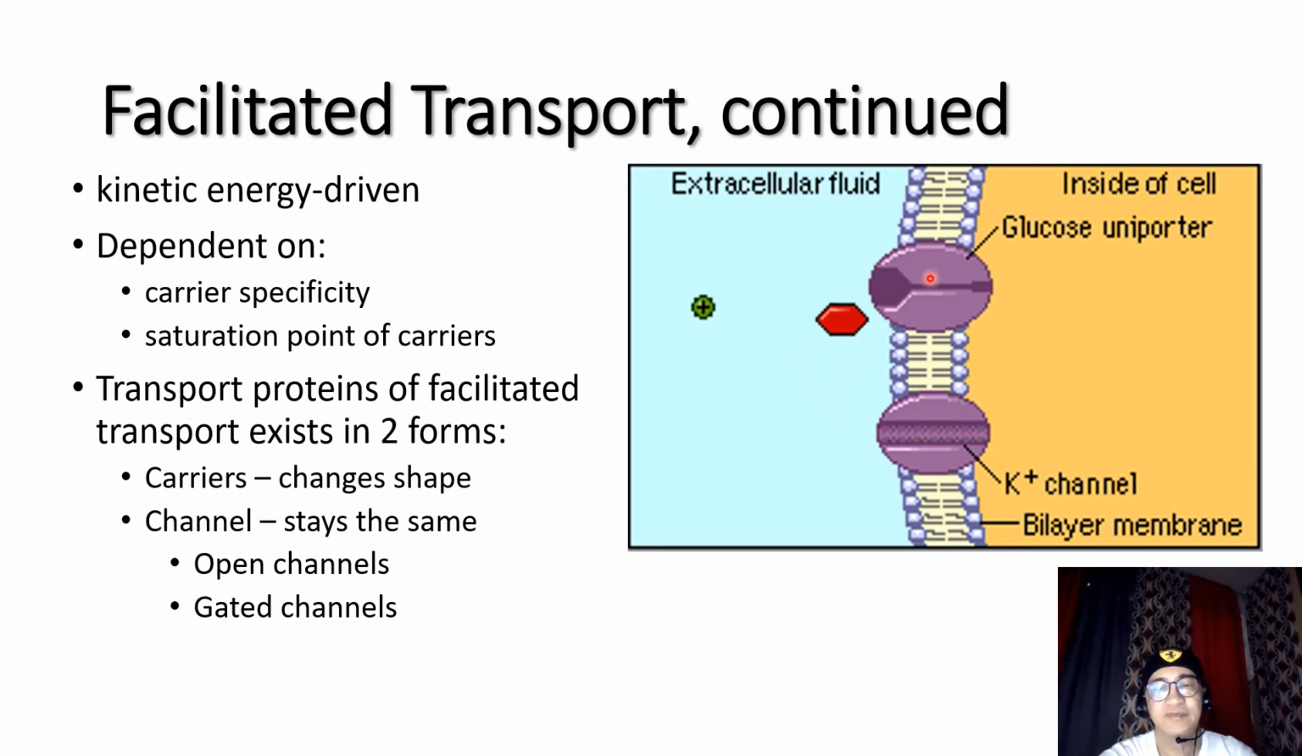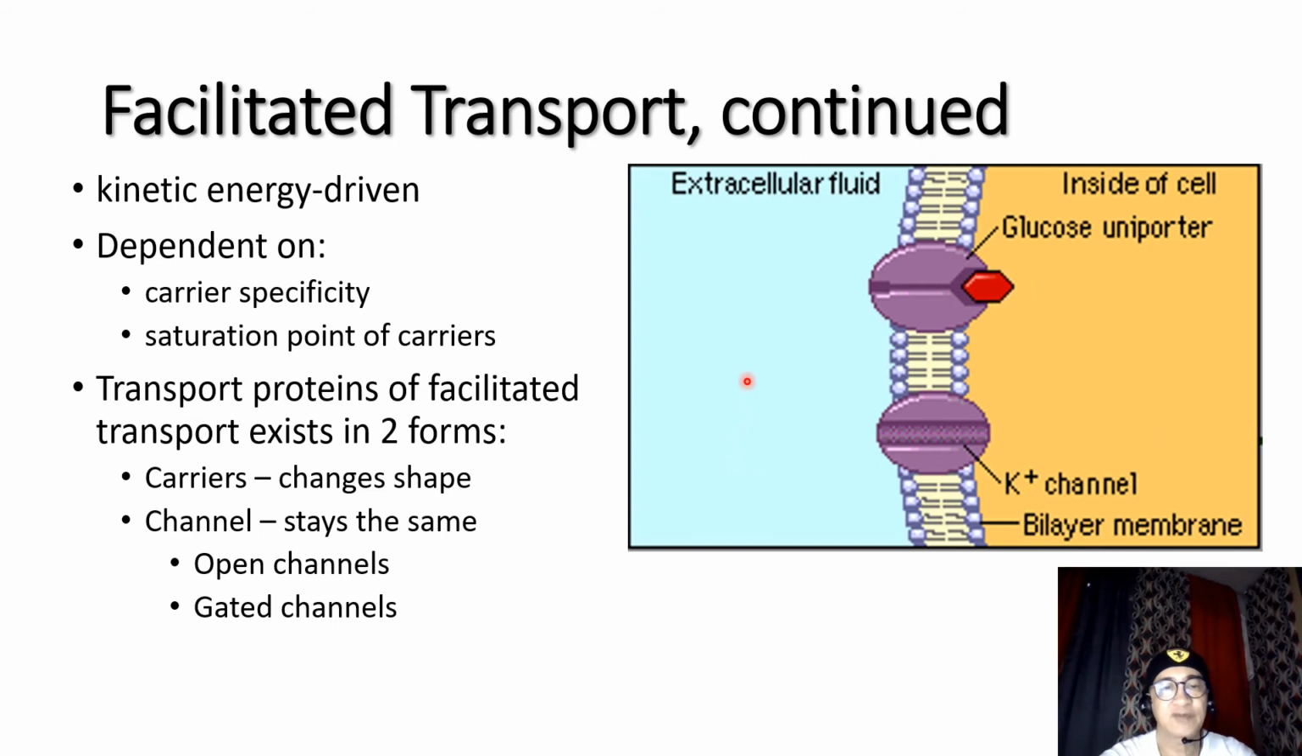Secondly, when solutes are moving across the carrier, there is a point in time when all the carriers are fully bound with the right solutes. At that point, all the carriers are said to be saturated. So there's a point in time, therefore, that no additional solutes will ever be able to cross the membrane because all the carriers are fully occupied by the solutes. And that is what we mean by saturation point.